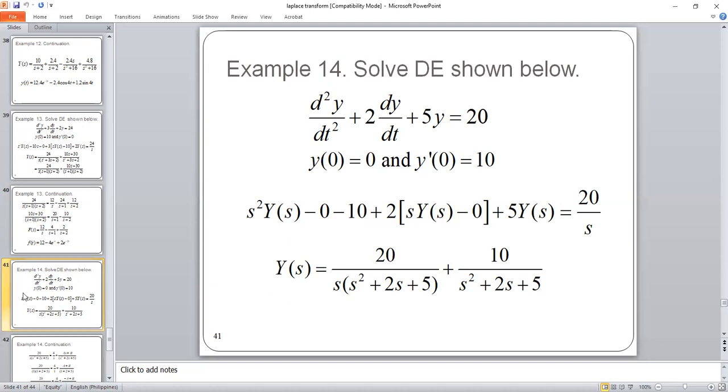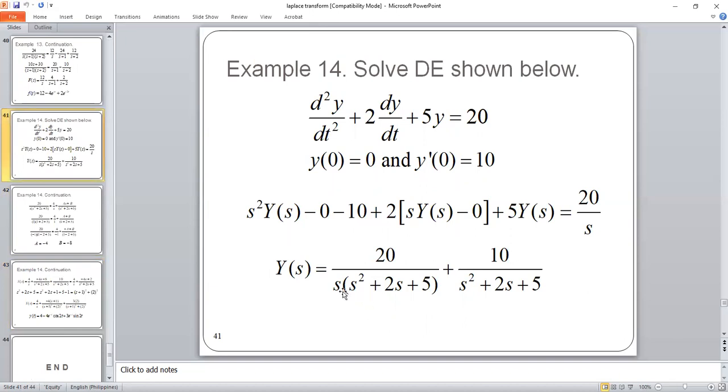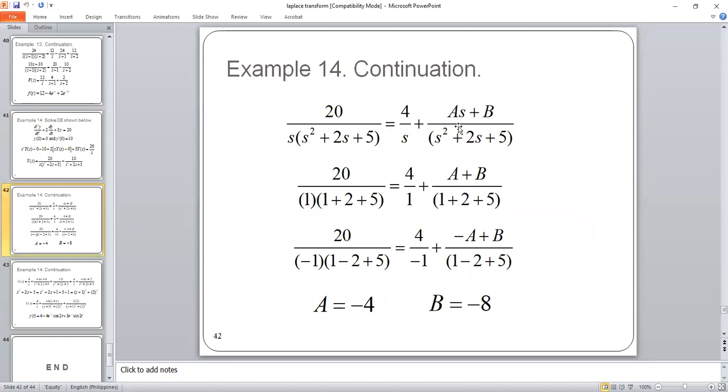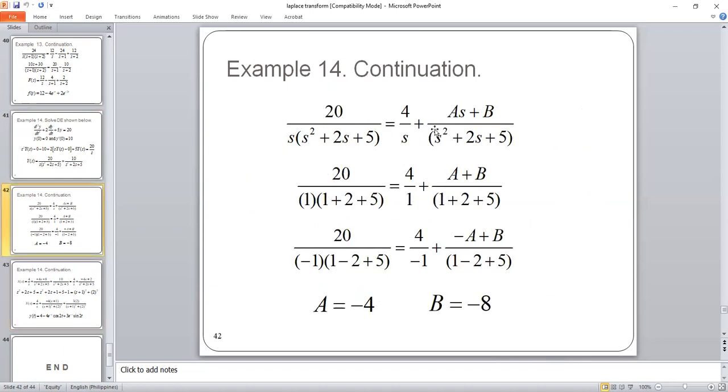This one will have the sum of 3 partial fractions. So 1 for the A over s, and 2 for the Bs plus C for the second one, or the As plus B for the second one. If you find A and B using the methods discussed, you will have A equal to -4 and B equal to -8. So if you substitute -4 and -8 for B and A, you have it here, and you copy the 4 over s that we have here.